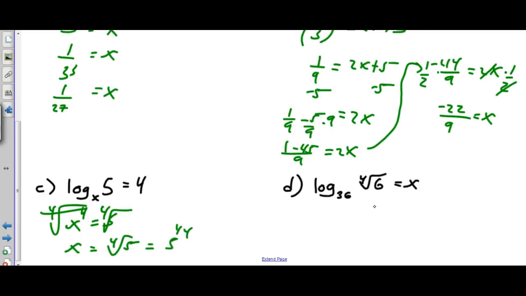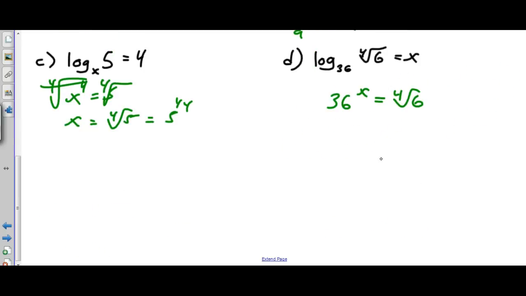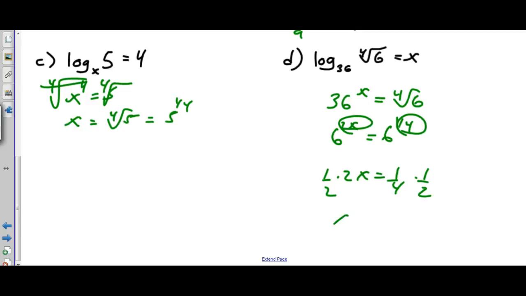And then again right here we're going to convert this into exponential form. So this would be 36 to the power of x equals the 4th root of 6. Well, we know that we can write 36 as 6 squared, and then don't forget about my x. I'm doing that because I know that this right here is 6 to the power of 1 over 4. Now that we have the same base, we know that our exponents are equivalent. So it's going to be 2x is equal to 1/4, and then I'm going to multiply by 1/2 on both sides, which will then give me x equals 1/8. And that will do it.